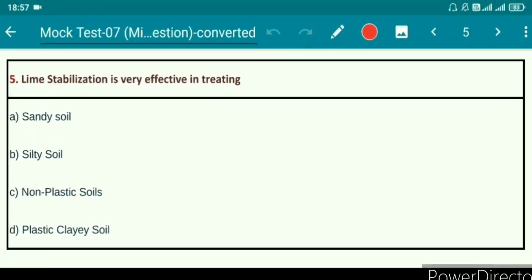Question number 5. Lime stabilization is very effective in treating option A sandy soil, option B silty soil, option C non-plastic soils, option D plastic clay soil. Right answer is option D, plastic clay soil.